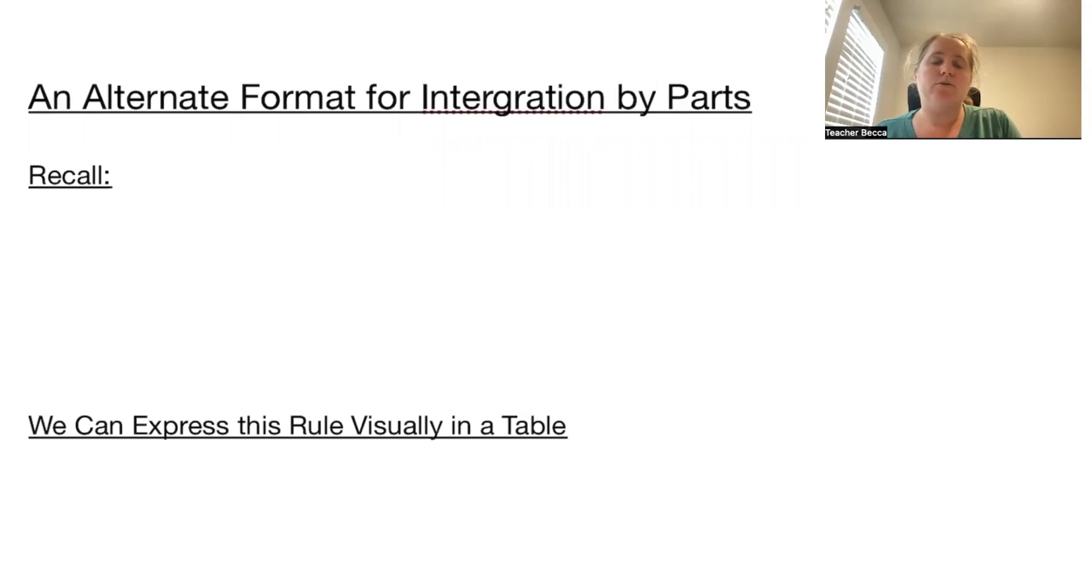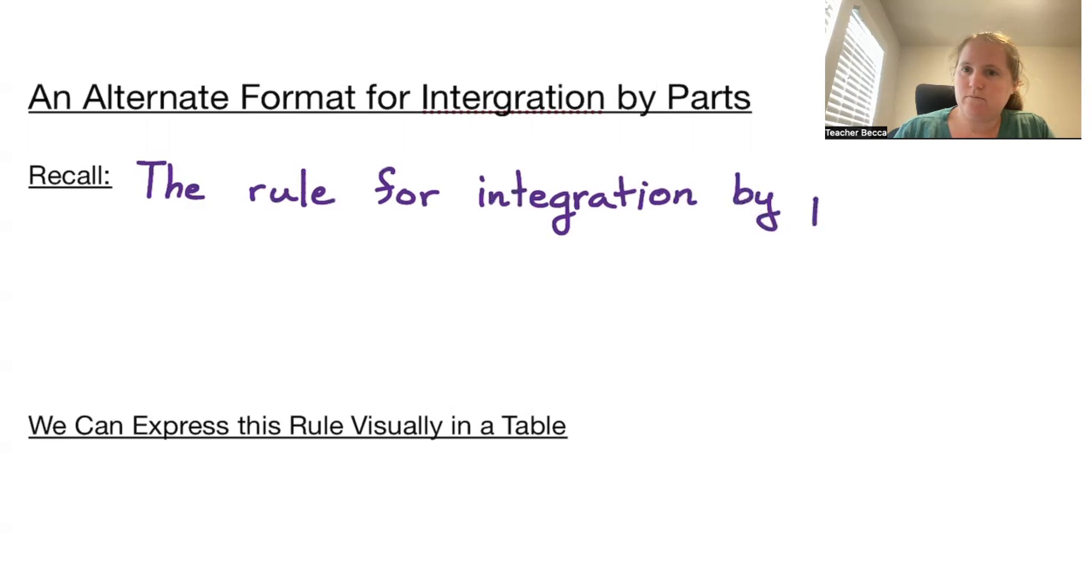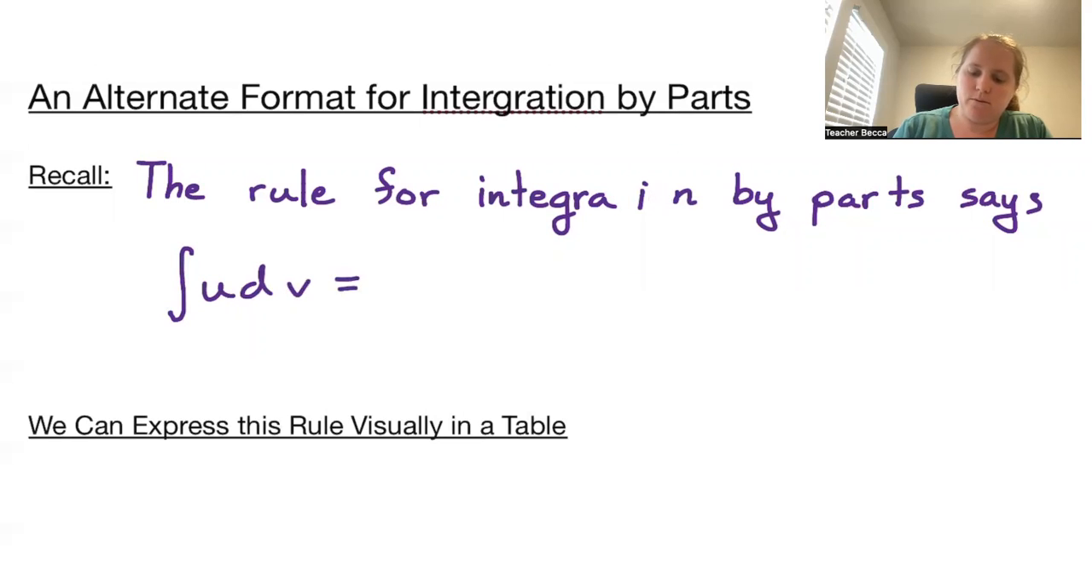Welcome to an alternate format for integration by parts. So recall the rule for integration by parts says that the integral of u dv is equal to u times v minus the integral of v du.